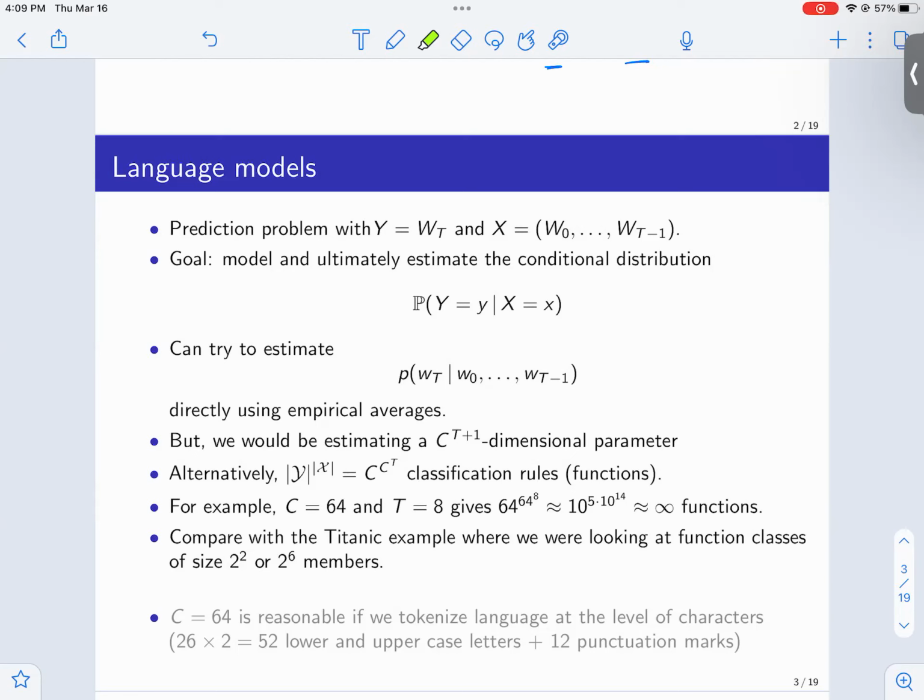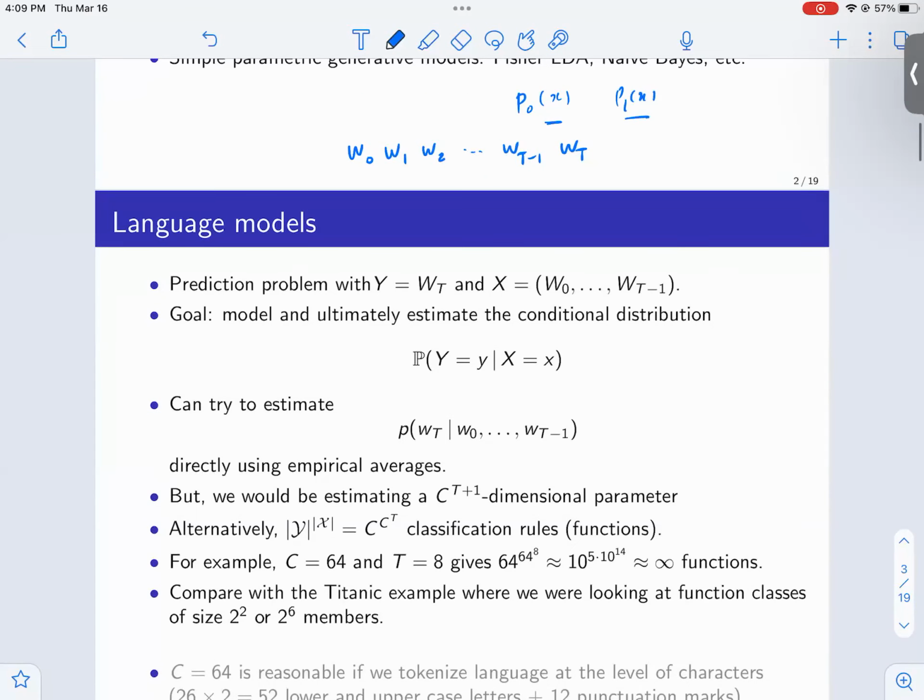You have a chunk of text, words: the first word, second word, third word, up to t-1 and t. Let's say I've seen this part, and if I can predict the next one, I can put it there. Then in the next step, I have everything up to this, and now I predict the word after that, and so on. So the problem is really predicting, given this part, what comes next. You can call this X, this Y. This is our usual prediction problem.